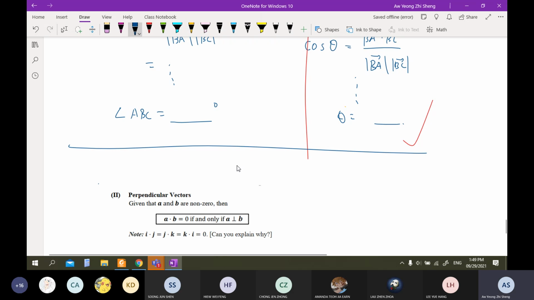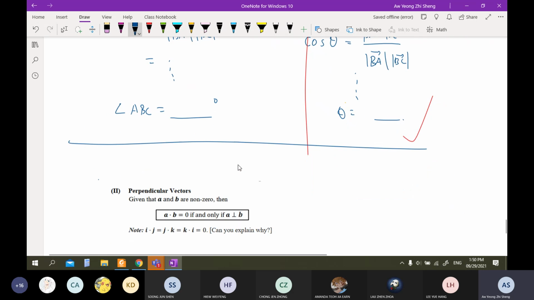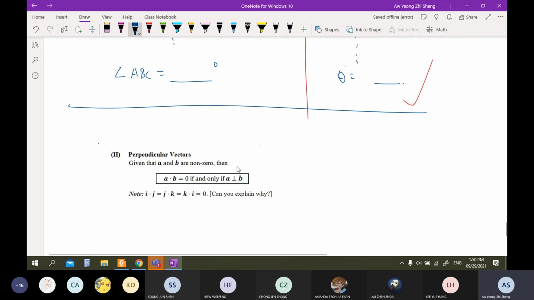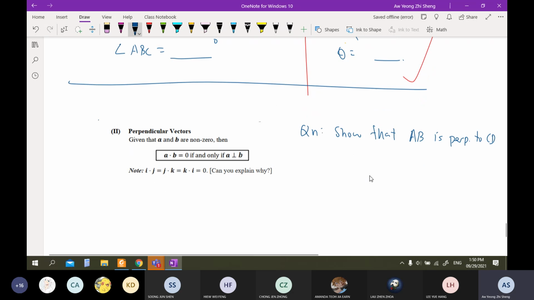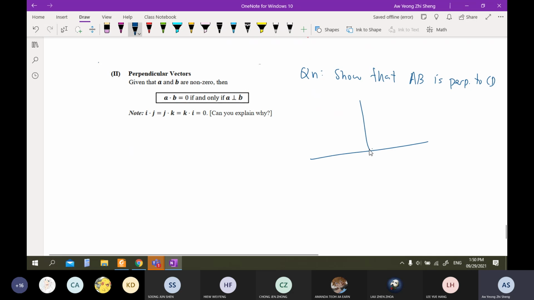Right, the second use of dot product or scalar product is to show that two vectors are perpendicular. So it's very common in an exam question. They may ask you to show that, let's say, AB is perpendicular to CD. Okay. So in the diagram, you can have something like this. You can have AB here and CD here. And so they want you to show that AB and CD make exactly 90 degrees here.